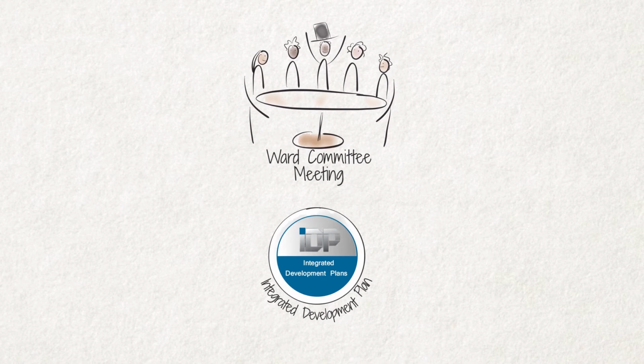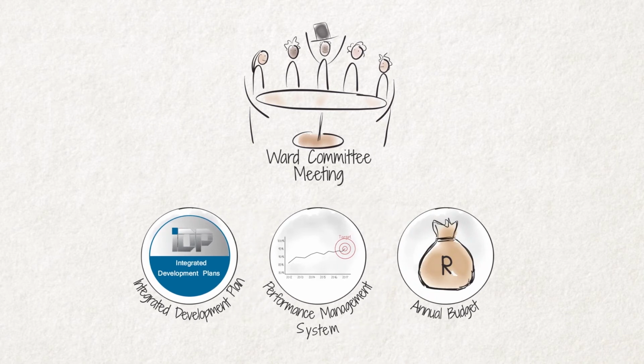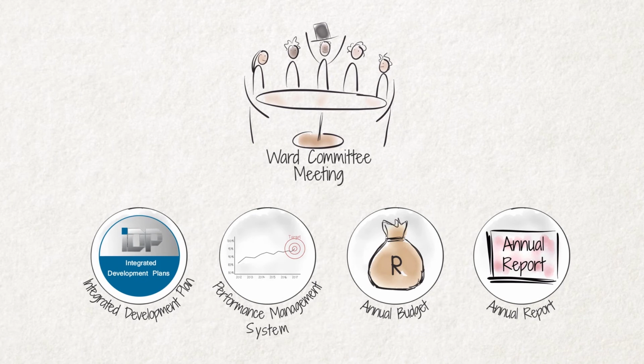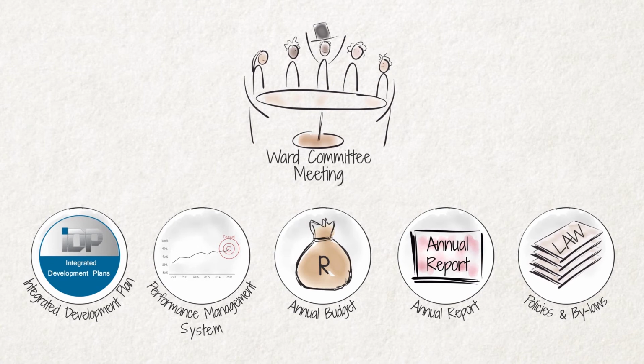When the Performance Management System is compiled or reviewed. The Performance Management System is used to measure performance and targets in terms of the municipality's strategies. When the annual budget of the council is drafted, the budget projects income and expected expenditures of the municipality. When the annual report on all of the municipality's activities, including its audited financial statements and audit report, is considered. When the ward committee considers policies or bylaws that affect the ward or the municipality as a whole.